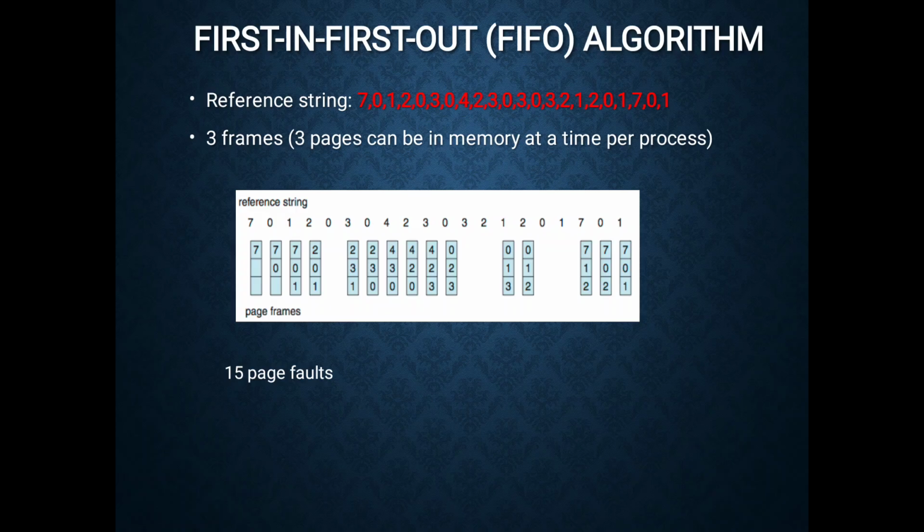Okay, the next one is 3. The 3 is not available in the frame, so it replaces the oldest page, which is 0. In this process, a total of 15 faults occur for the completion of this reference string.